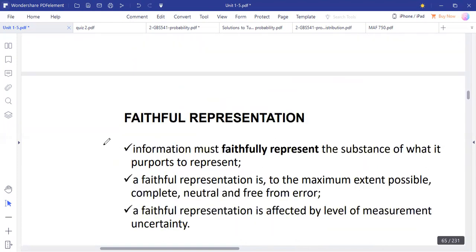When we're dealing with faithful representation, we're actually looking at the substance of what it's supposed to represent. Faithful representation, to its maximum extent, must be complete. It must be neutral. It must be free from what? Error and bias. Neutral means it must not be in favor of the company, maybe to avoid taxes. And it must be objective. Complete, it must not leave out any relevant information that may be deemed useful. As a faithful representation, it is affected by the measurement of uncertainty.